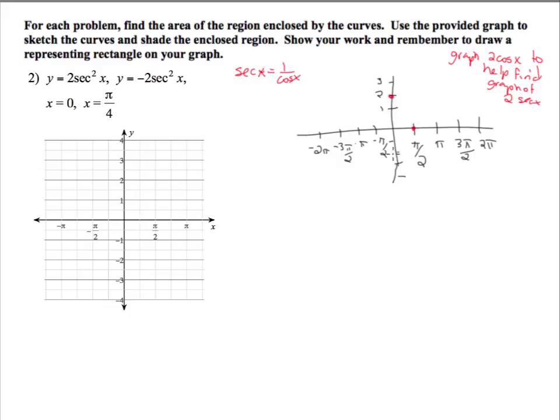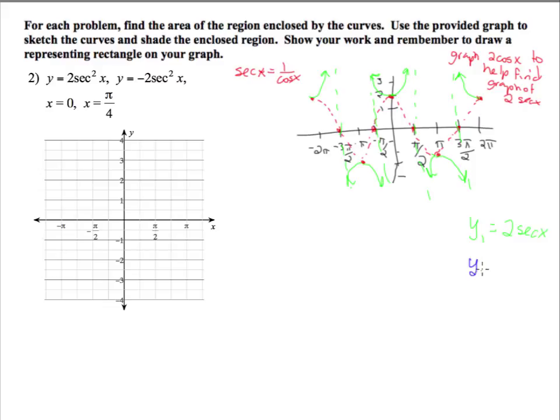So we know cosine of x goes from 2, 0, 2, 0, 2, and then here we have 0, negative 2, 0, then 2. So this is what 2 cosine of x should look like. Wherever our cosine graph is equal to 0, 1 over 0 is undefined, so I represent this on my graph by drawing vertical asymptotes. And then I reflect the curve of the cosine graph to draw my 2 secant x graph.